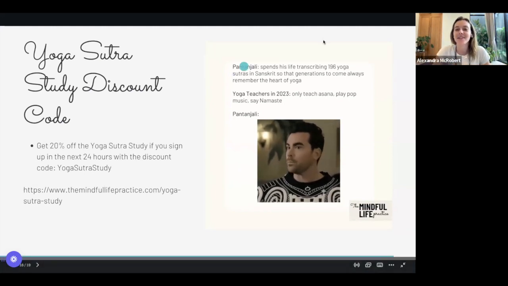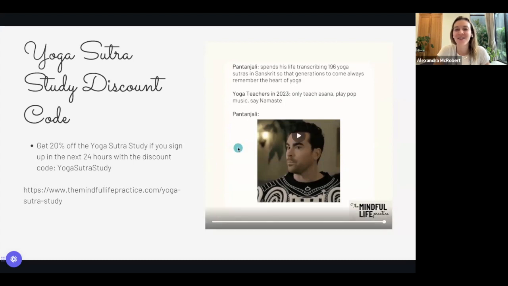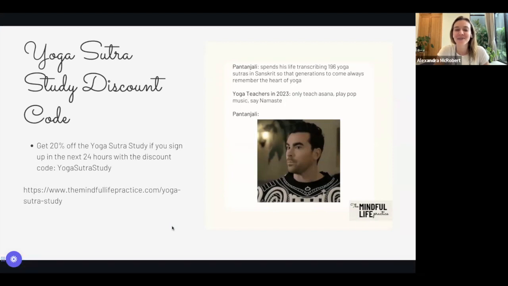And here's a little meme. Oh no, it's not moving. That's sad. I'm sure you've seen it on my Instagram anyway. But this is just a meme about how Patanjali put all these sutras together and we end up just teaching poses in our practices. And if Patanjali knew, he would roll his eyes.